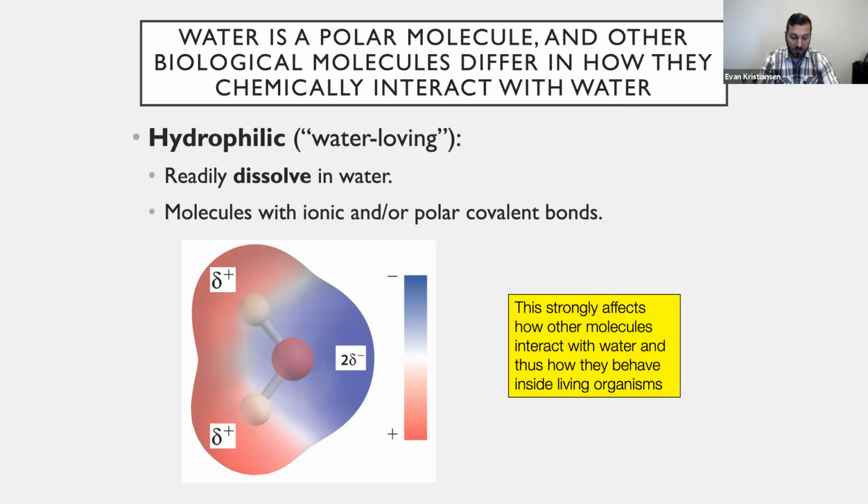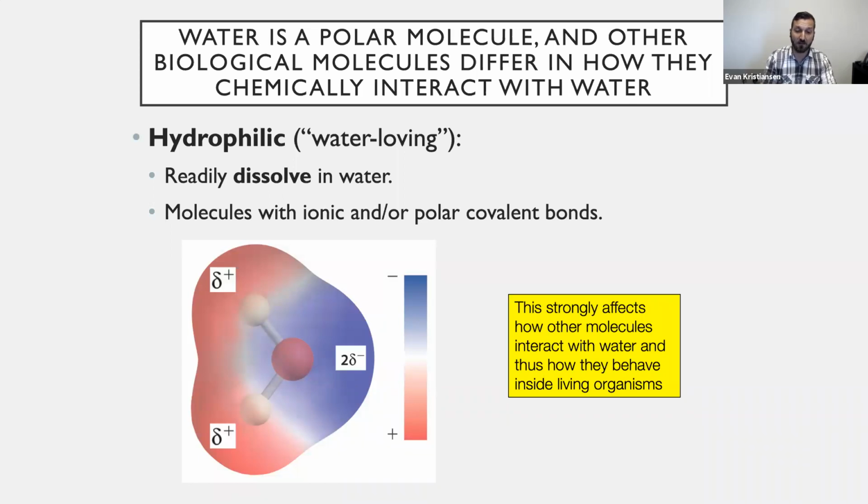What polar molecules allow your body to do is to dissolve things in water. These molecules we would call hydrophilic. So hydrophilic molecules interact with water and dissolve in it, and water dissolves them. Molecules with ionic or polar covalent bonds are the ones that are hydrophilic. And this is because they want to be attracted either to a positive or to a negative pole.